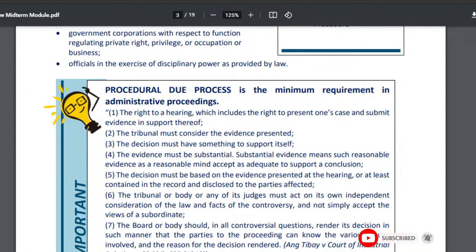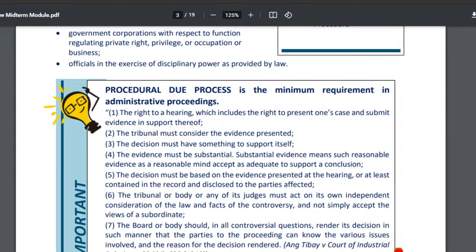The sixth right is that the tribunal or body or any of its judges, matawag sad ang judges, but again, the administrative officer or agency that decides on that administrative complaint cannot be deemed to be under the direct control or supervision of our judicial branch, particularly our Supreme Court. Kay kana sila kay dira gid siya dapit sa atong executive branch. Now, the judge, katong nag-act as judge on that particular administrative case, must act on its own independent consideration of the law and facts of the controversy, and not simply accept the views of a subordinate.